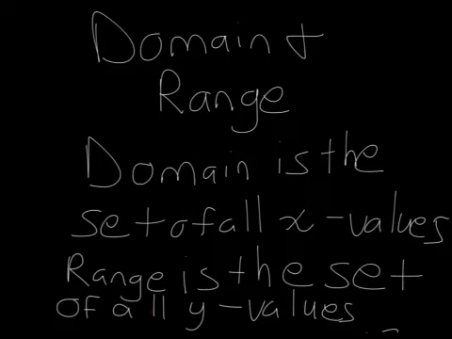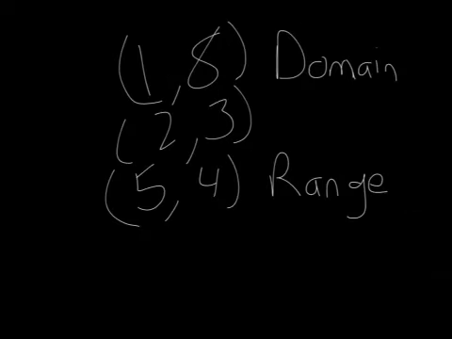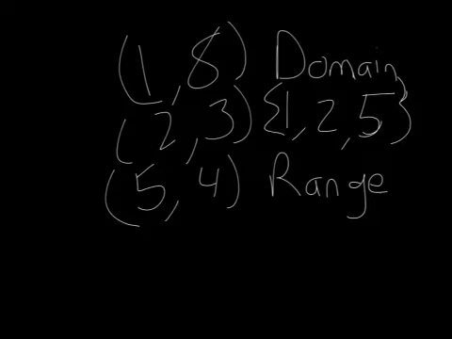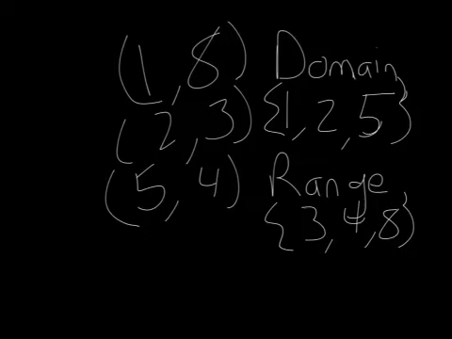So from the ordered pairs that we've been talking about, we have (1, 8), (2, 3), and (5, 4). Our domain is going to be all of our x values. So this is going to be 1, 2, and 5. And we typically enclose them in braces. And our range is going to be all of our y values. So in this case, it's going to be 3, 4, and 8. Do notice that I put them in numerical order. Typically, you will find them in numerical order.